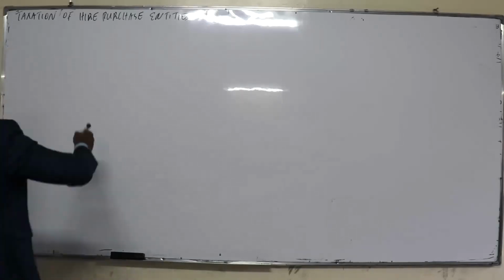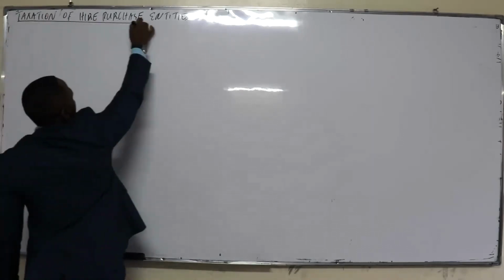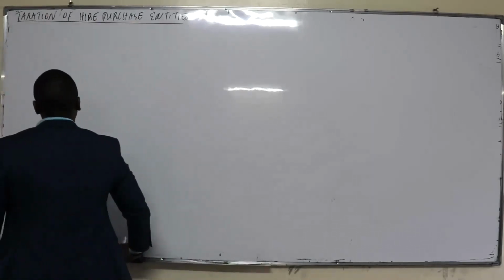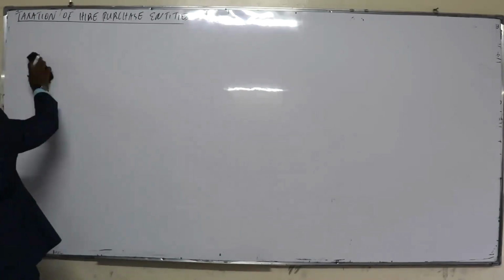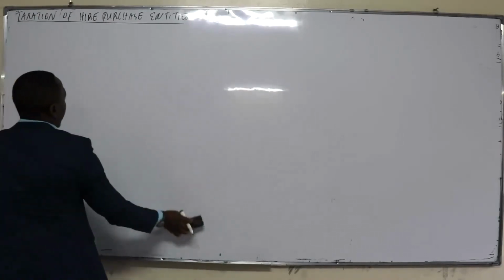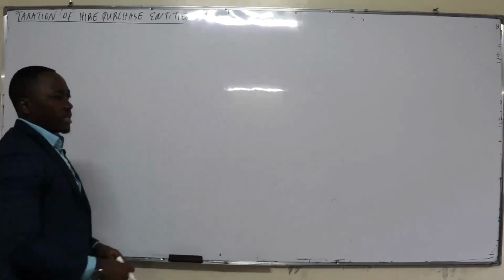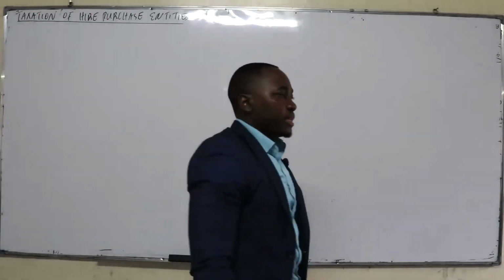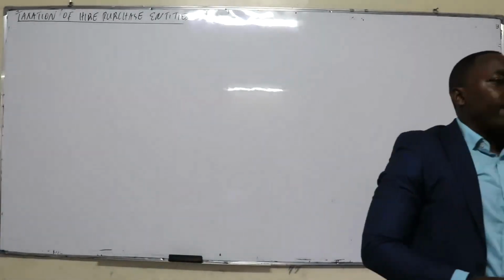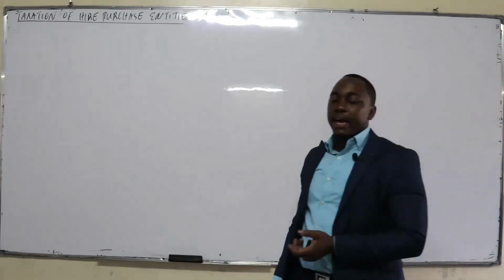So we can start. I want us to look at taxation of hire purchase entity. We're still continuing with the taxation of business income. Now I want us to look at hire purchase entity and leasing entity. Now, what are hire purchase entities? Or if you buy a product on a hire purchase.